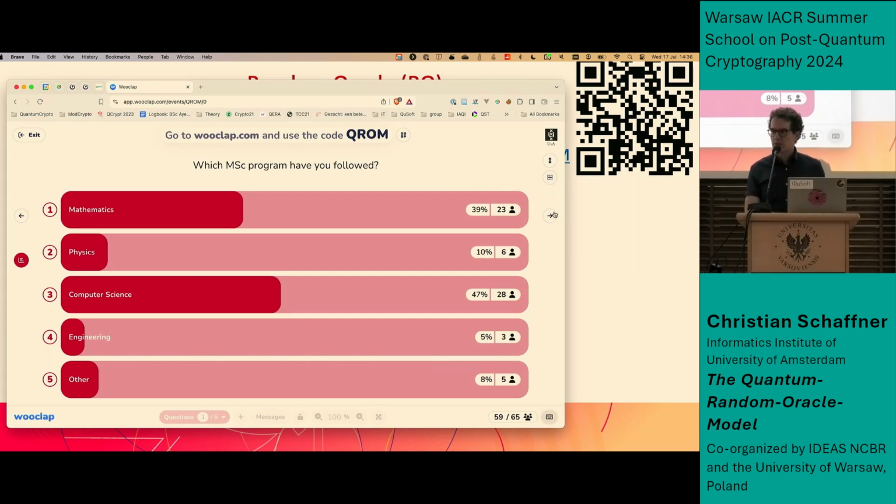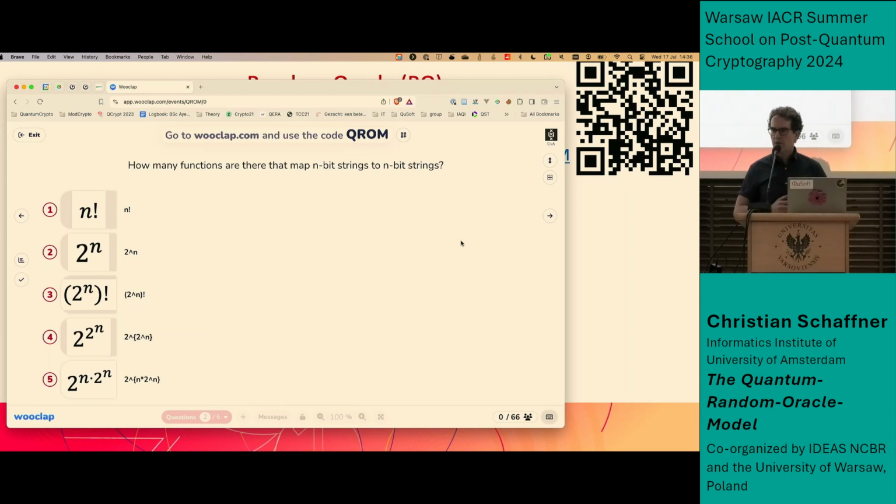All right, first question. Mathematical questions. How many functions are there that map n-bit strings to n-bit strings? For now, the results are hidden. And you have 5 choices, multiple choice. Is it n factorial, 2 to the n, 2 to the n factorial, or 2 to the 2 to the n, or 2 to the n times 2 to the n? So let's see if you remember something about your mathematics background.